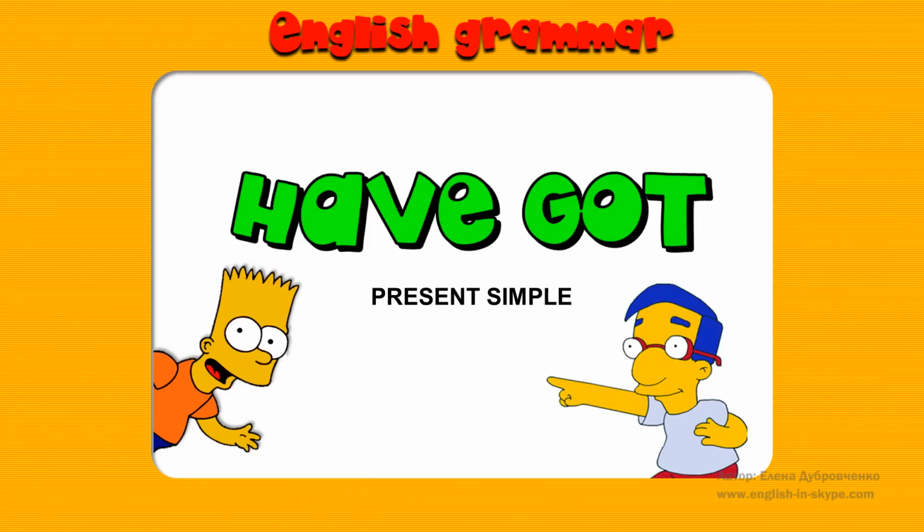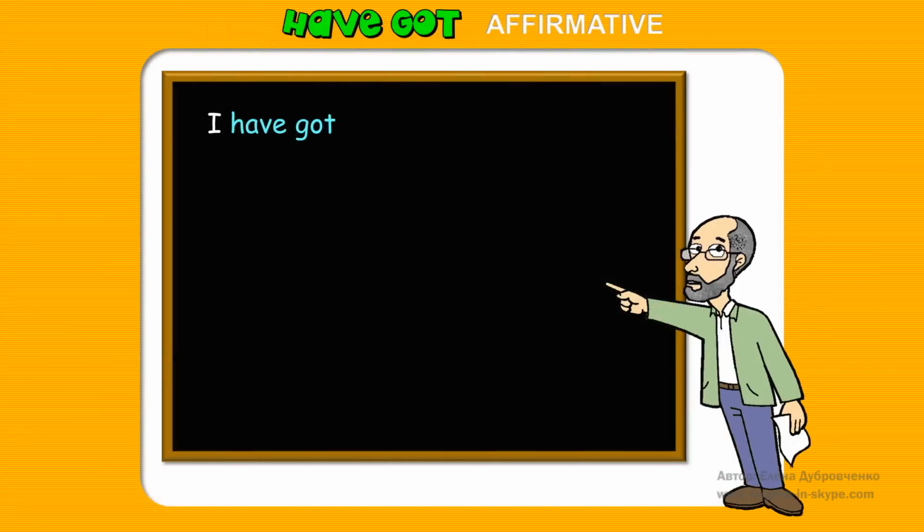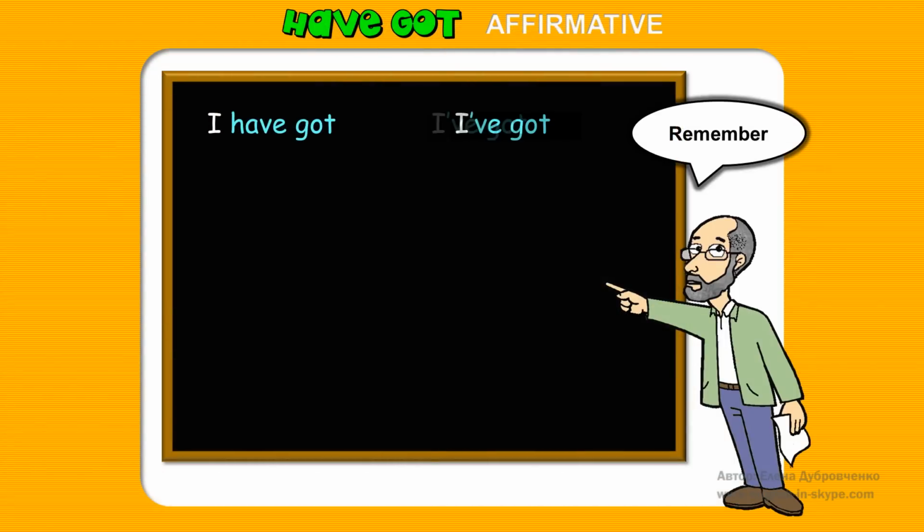Сегодняшний урок посвящен грамматике. Тема занятия «have got». Переводится этот оборот на русский язык как «иметь». Обратите внимание на утвердительную форму. I have got. I've got. Я имею. I have got – это полная форма. I've got – сокращенная форма. Сокращенная форма характерна для разговорной речи.